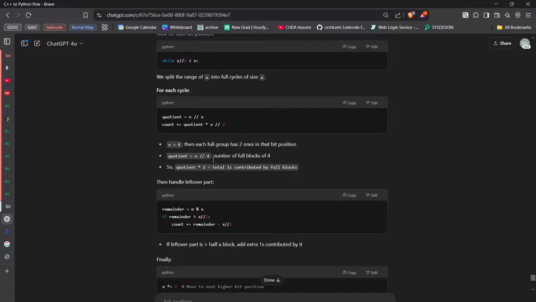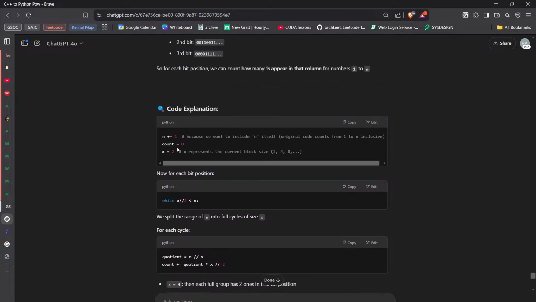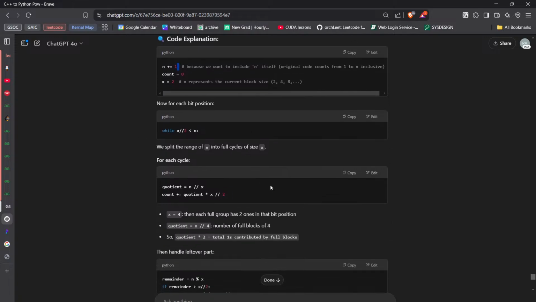What is happening here? We split the range of n into full cycles of x. Range of n, because we include n itself. I don't know what they are saying.